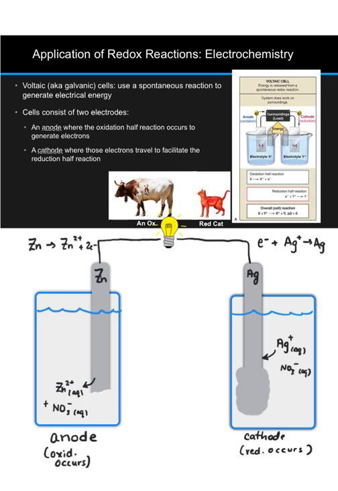Electrons therefore will flow from this anode, where they're produced through an oxidation half reaction, through this system to the cathode, where they're consumed via this reduction half reaction. As these electrons flow, we can imagine one more complicating factor.